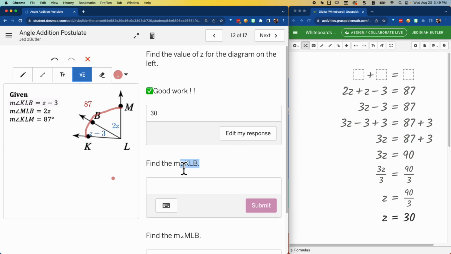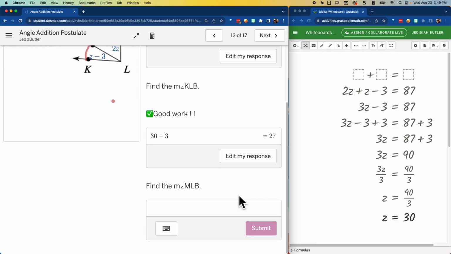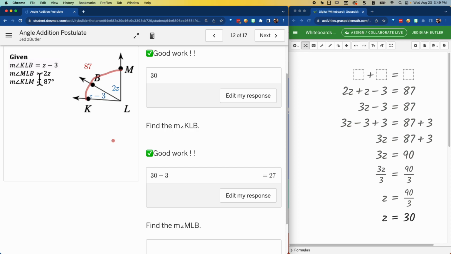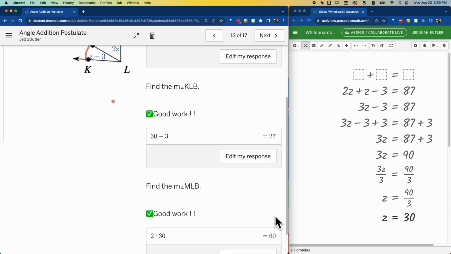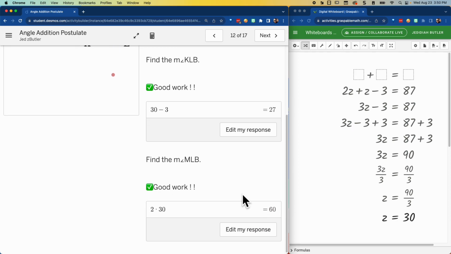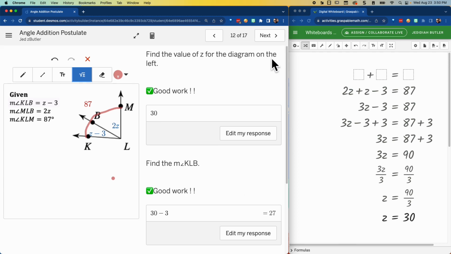Now let's look at what we're trying to find in these calculations. KLB is z minus 3. So I'm going to say 30 for z minus 3. I'm going to take the number I found and plug it in for z. Awesome. The last one, MLB, is 2 times that number. Well, we found 30, so it's 2 times 30. Let's submit. Awesome. We're doing good. Doing really good. Click next.